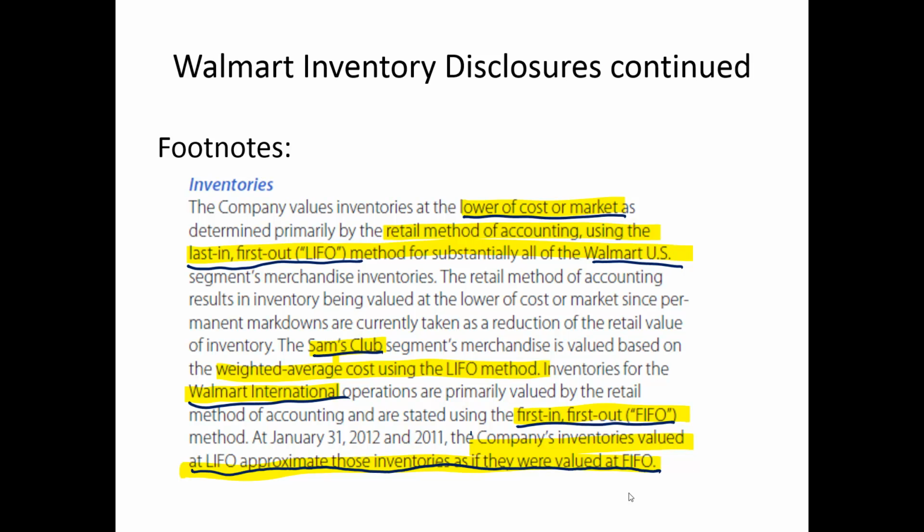The reason I wanted to point out that FIFO is used internationally and that LIFO is used in the U.S. is in the U.S. LIFO is allowed, but abroad LIFO is not allowed as a method of valuing inventory. So in the United States we really like LIFO, but abroad that is not allowed, so most other countries' inventory valuation is FIFO. More on that later in the lecture.